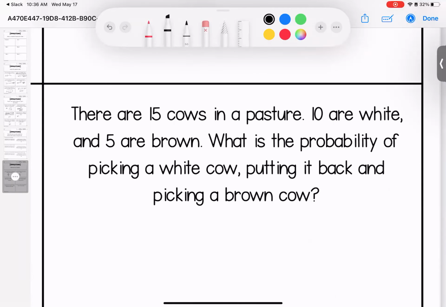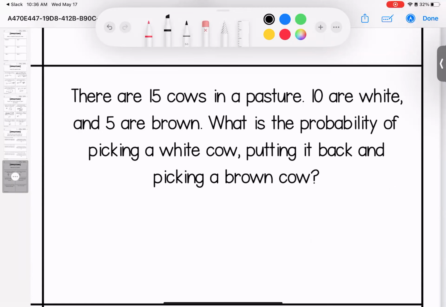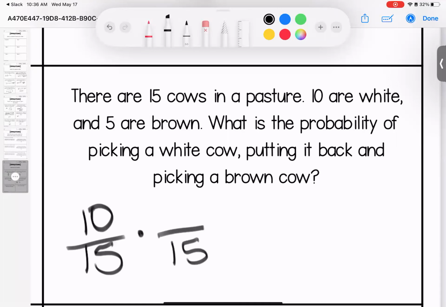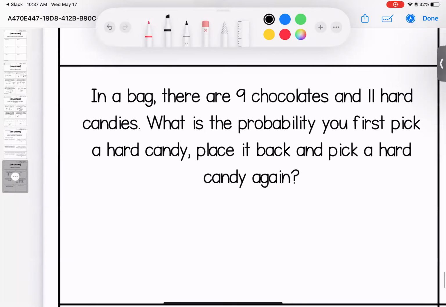There are 15 cows in a pasture, 10 are white and 5 are brown. What is the probability of picking a white cow, putting it back, and picking a brown cow? Now, obviously, we're not picking up cows, but I was running out of questions. So there's 15 total cows. There are 10 white and 5 brown. So the probability of picking a white cow to start is 10. And then if I put it back, that means I still have 15 options. And I want to pick a brown cow. This time there's 5. Going to multiply that for my total probability is 50 over 225.